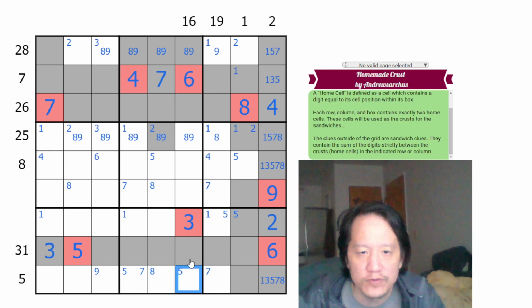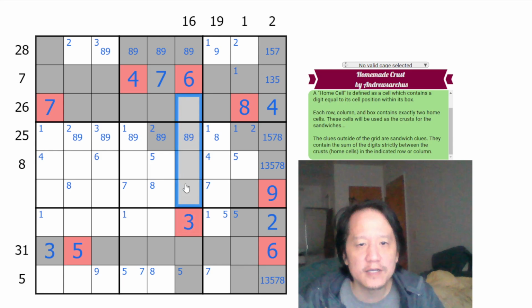So the 5 is one of those two. So this can't be a home cell. This can't be a home cell. This has to add up to 16.